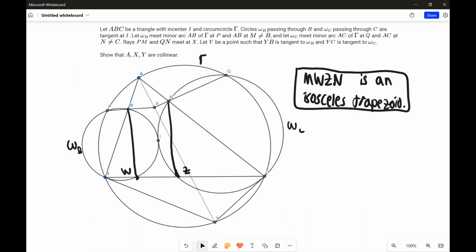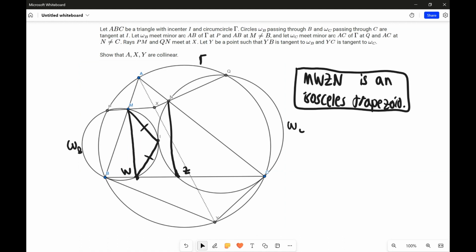So how do we prove this? Well, the first step in proving that any trapezoid is isosceles, or proving that a quadrilateral is an isosceles trapezoid, is to show that MW is parallel to NZ. And now we know that I lies on the angle bisector of angle ABC. So that means that angle MBI is equal to angle IBW. And this means that MI is equal to MW. So those two lengths are equal.